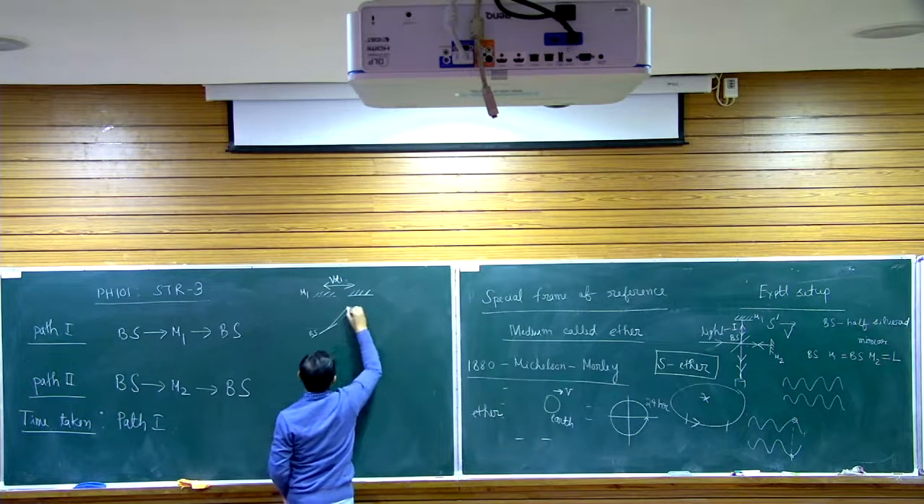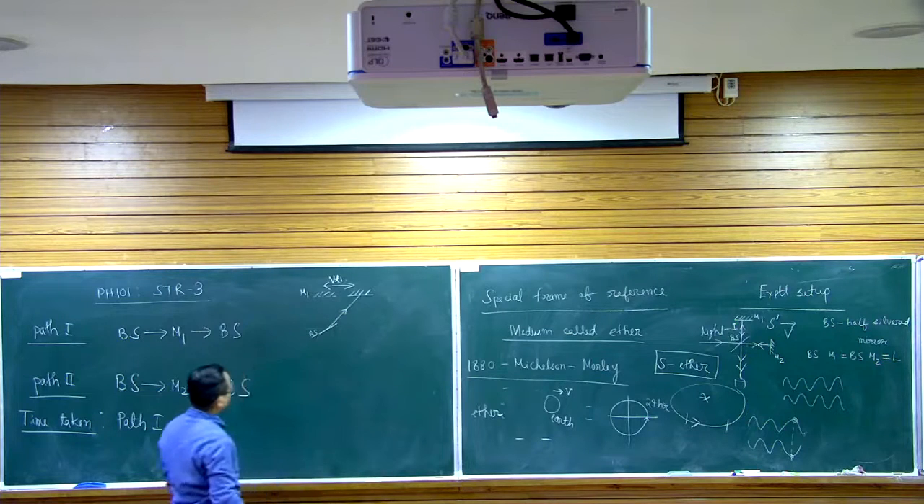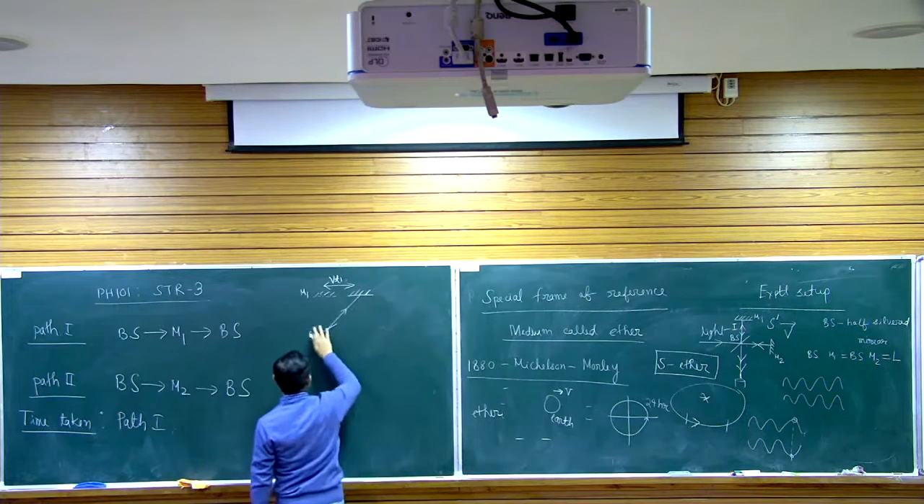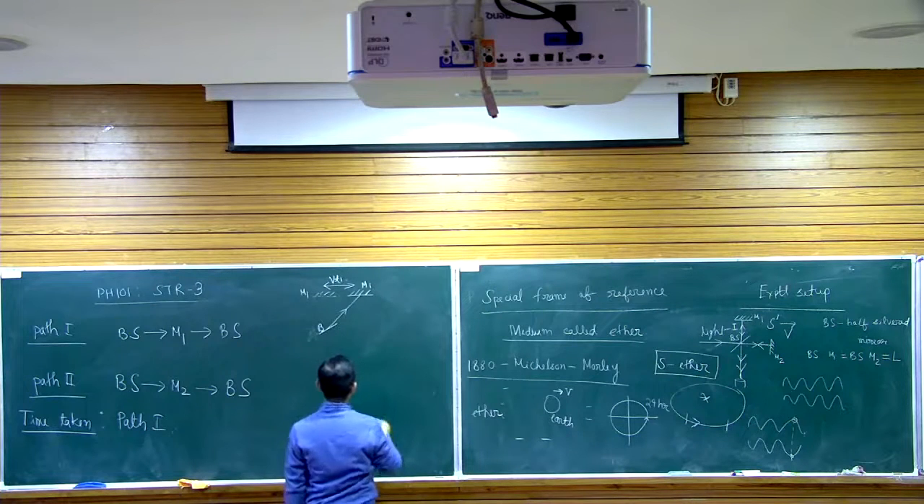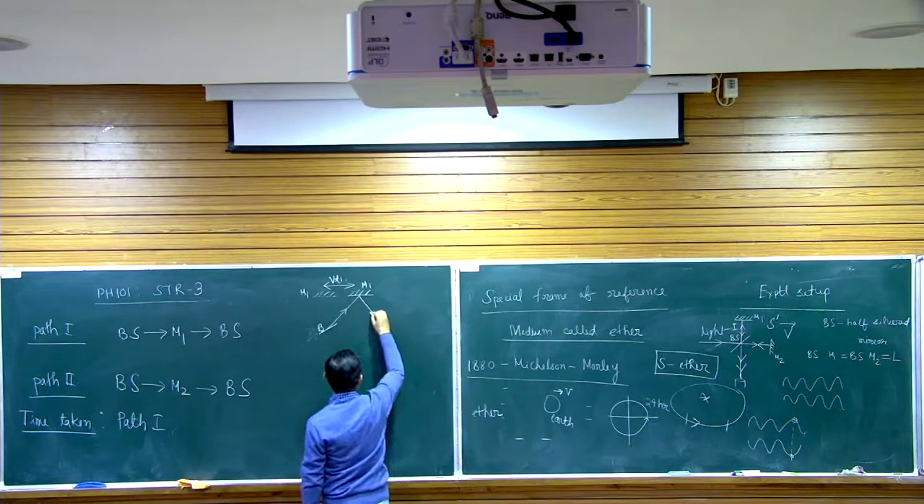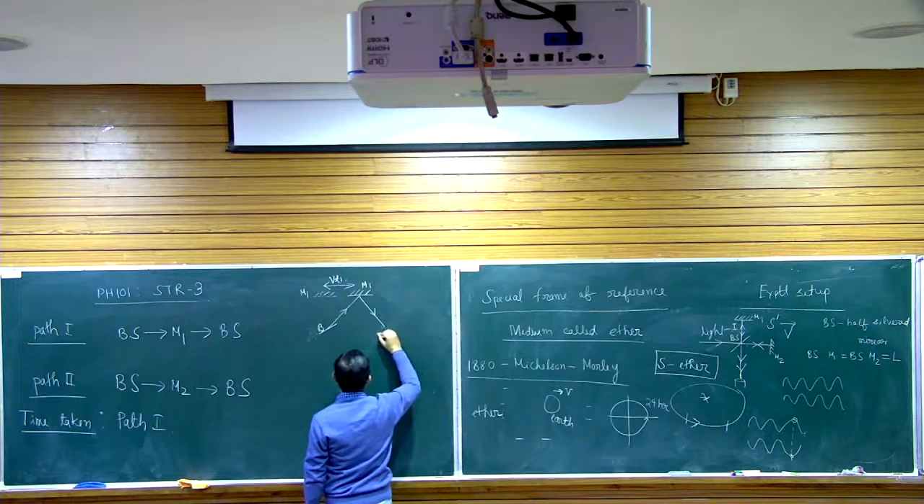So from the frame of reference of S, light will be traveling like this. So let's say it has gone from B to M1, and after reflection, similarly, it will be traveling like this, and by the time it reaches, the beam splitter also has moved to this location.